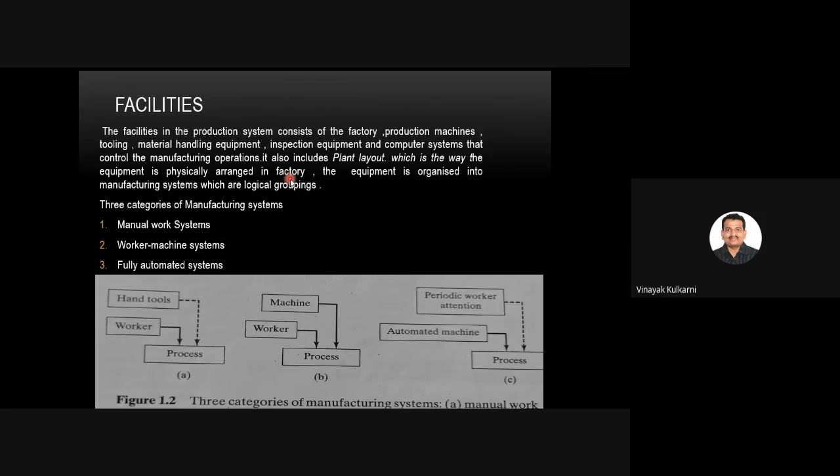You cannot arrange something in a loop. You have to arrange things in steps. I cannot build a terrace without the first floor, and I cannot build a first floor without the ground floor. So you have to go in sequence only. All the machines which are laid out will be in the sequence of operations to be carried out. You cannot have quality control first and then start machining, because quality control comes only at the last. The equipment is organized into manufacturing systems, which are logical groupings. The categories of manufacturing systems are, first, manual work systems, which is here. You can see this is a manual work system.